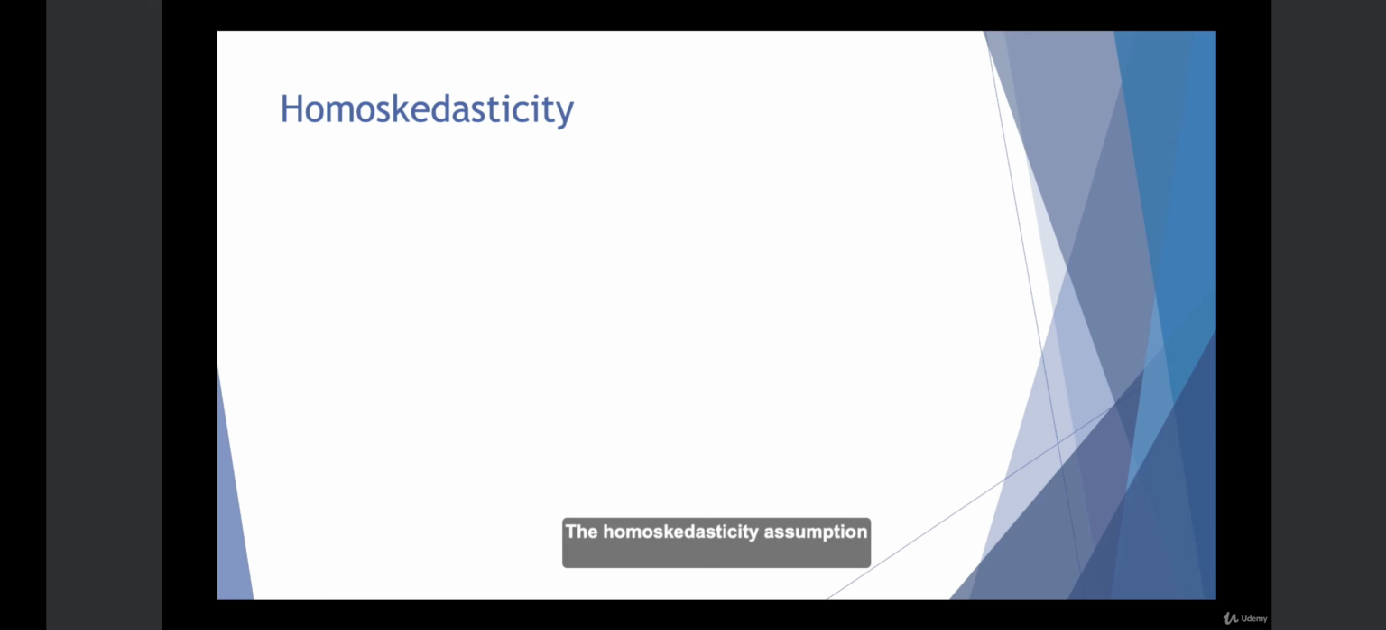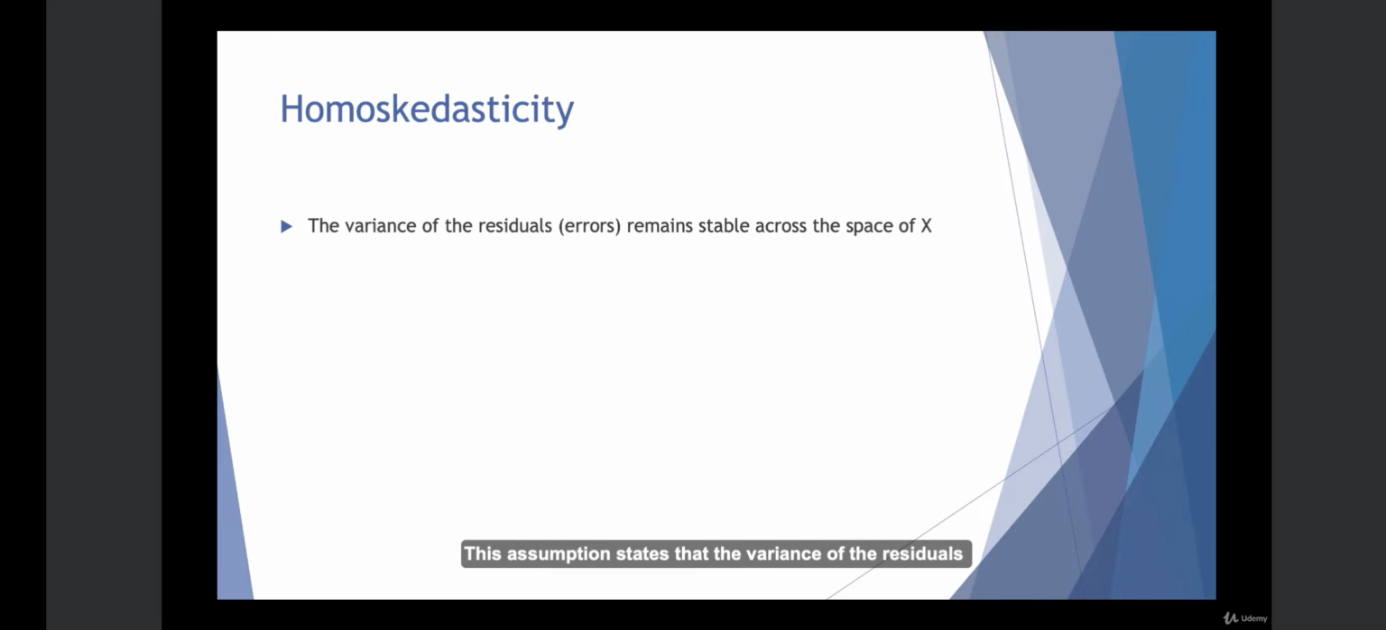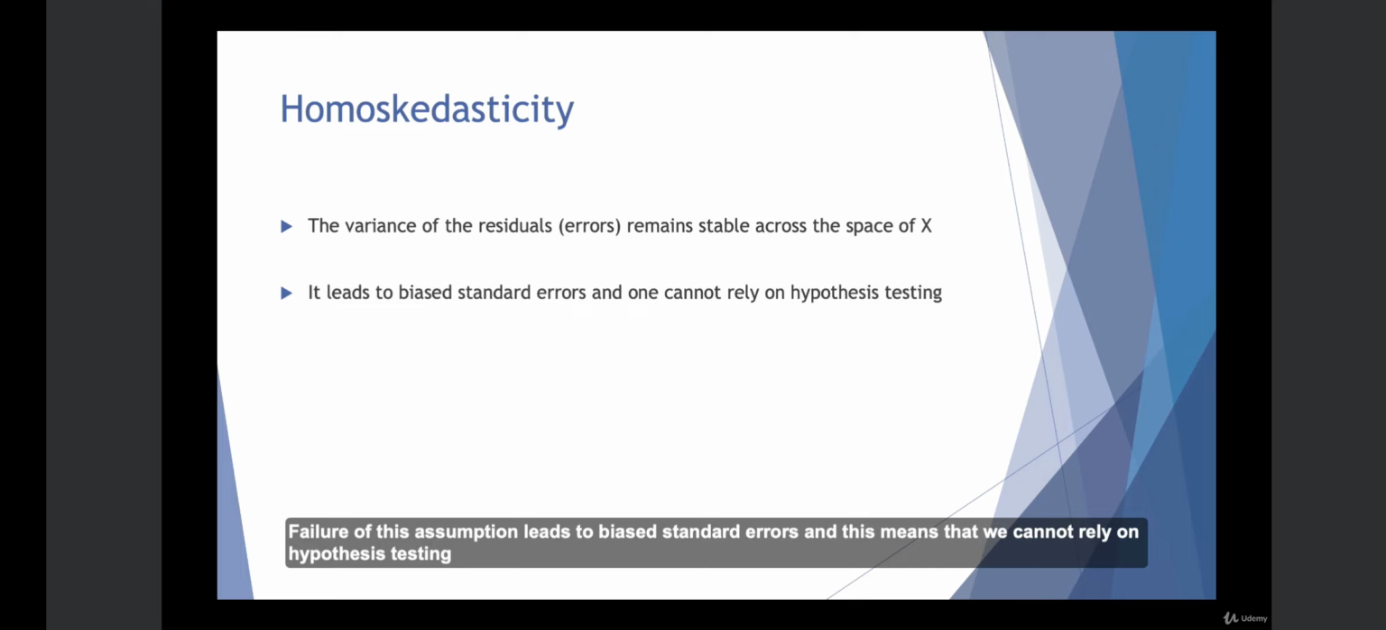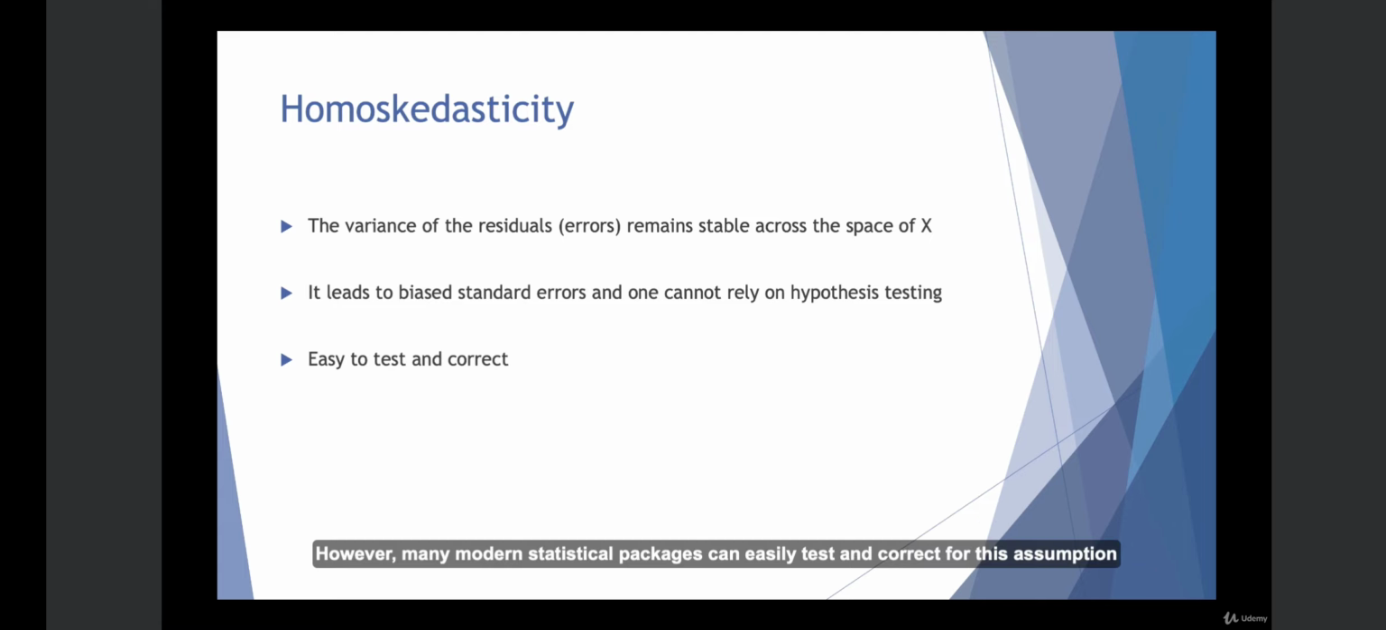The homoscedasticity assumption. This assumption states that the variance of residuals remains stable across the spectrum of independent variables. In other words, the errors produced by a variable remain roughly constant whenever we look at a small part of that variable. Failure of this assumption leads to biased standard errors, and this means we cannot rely on hypothesis testing. However, many modern statistical packages can easily test and correct for this assumption.